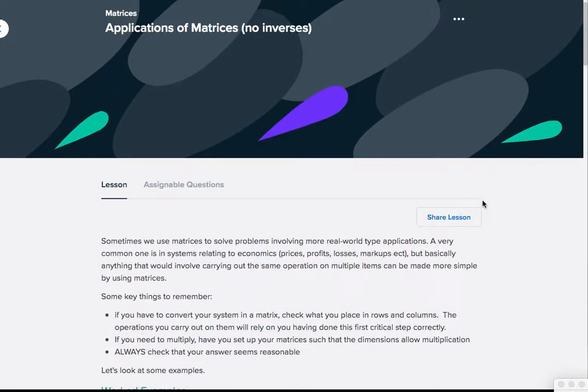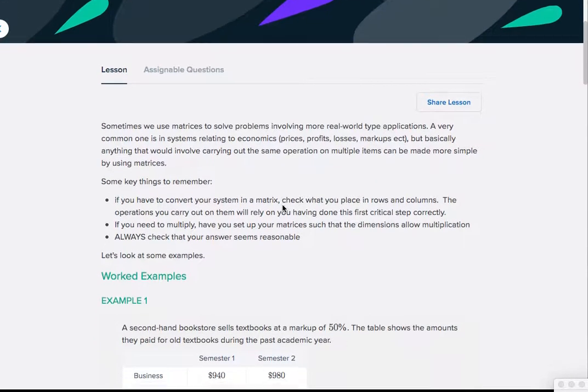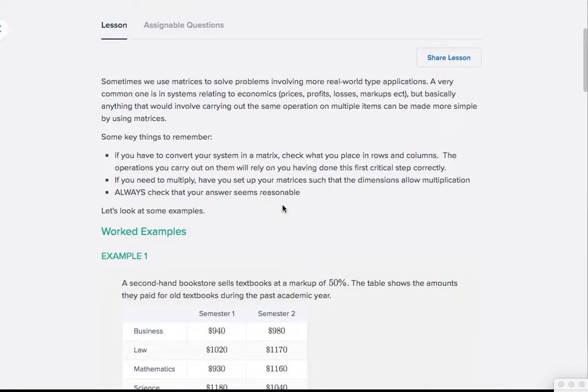Okay, this is applications of matrices, not inverses. So sometimes we can use matrices to solve problems involving real-world type applications. A common one is systems relating to economics, things like profit and loss, prices, markups.